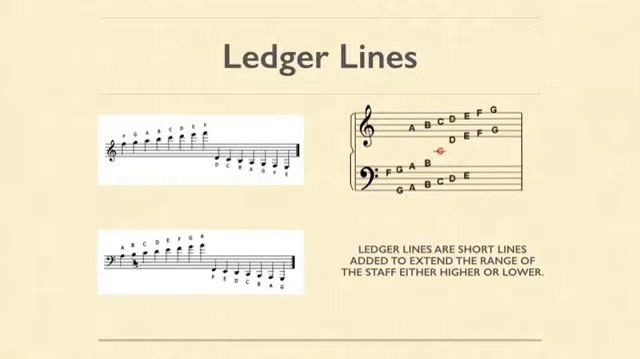The bass clef as well, we're going to have ledger lines. And again, it's just in order. A, B, C, D, E, F, G. Repeats. A, B, C, D, E, F, G.